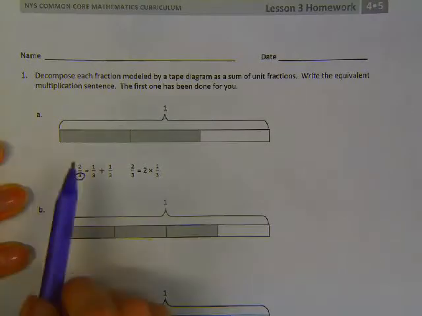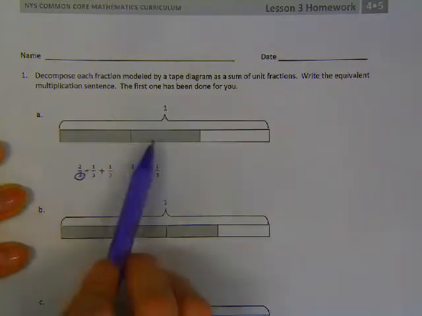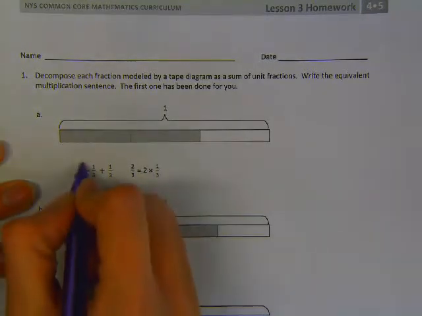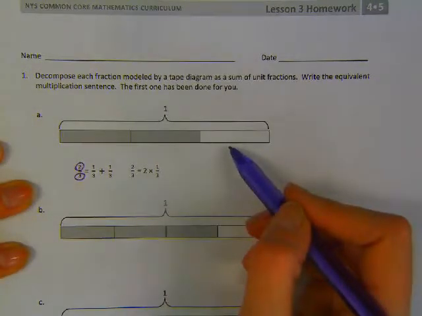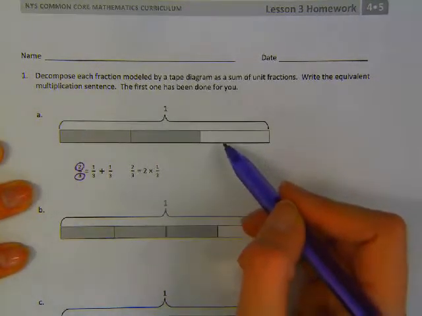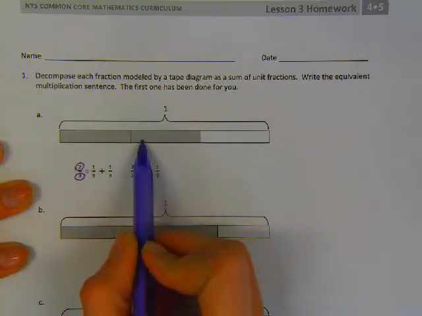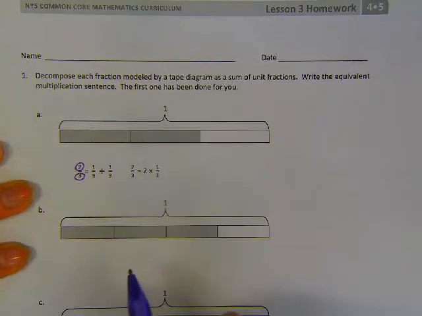To figure out my numerator, I count how many shaded pieces there are. In this case, there are 2 shaded pieces. Therefore, my numerator is 2. So this tape diagram represents the fraction 2/3 because there are 2 pieces shaded out of 3 total pieces.